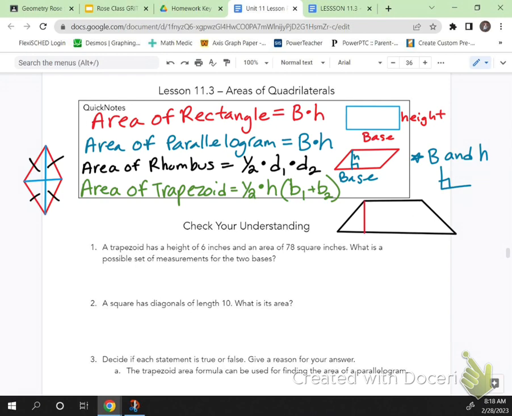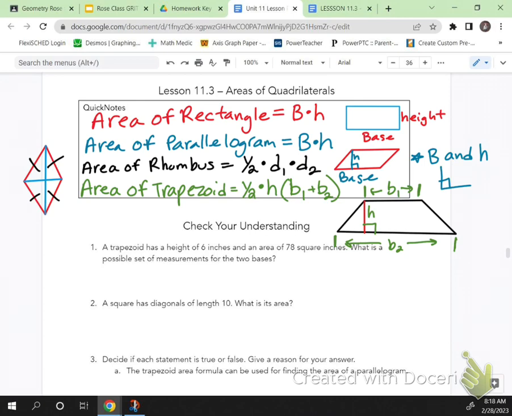So you've got your height. The height should make a perpendicular relationship. Base 1 and base 2, it's talking about these sides. This is base 1. This full length down here would be base 2. So when you are given a diagram, that's what you're looking for.